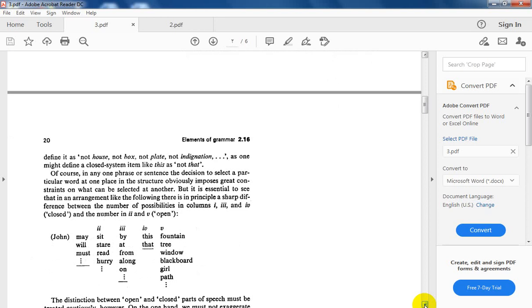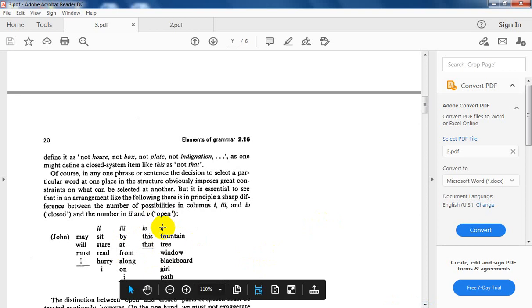Of course, in any one phrase or sentence, the decision to select a particular word at one place in the structure obviously imposes a great constraint on what can be selected at another. But it is essential to see that in an arrangement like the following, there is a principle, a sharp difference between the number of possibilities. Pay attention, look at this one. John, which is supposed to be a noun.